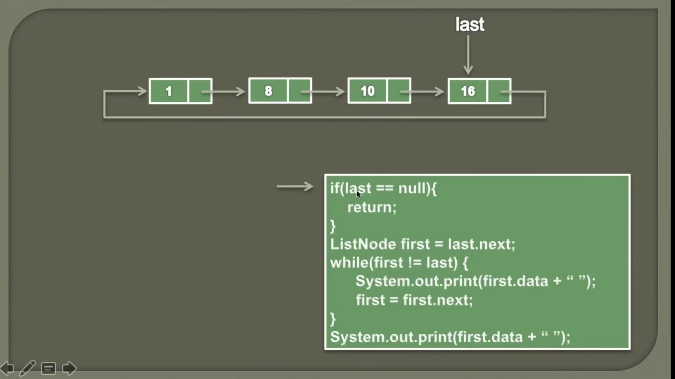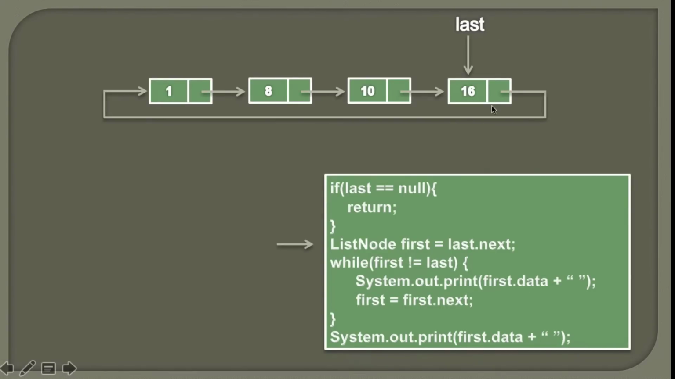So here first we'll check whether last is null or not. As last is pointing to this fourth node, therefore it's not null. So the condition in the if block comes out to be false. So we move ahead.